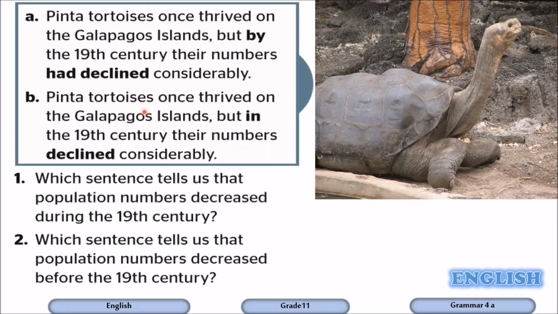So, as you can see, they are almost the same, but we have slight differences. By the 19th century, in the 19th century. So, which sentence tells us that the population numbers decreased during? We have in. Very good. So this is the answer. It is sentence number B. In the 19th century means during. Which sentence tells us that population numbers decreased before the 19th century? So by the 19th century means before, and we use here, of course, the past perfect because we are talking about an action that happened first.